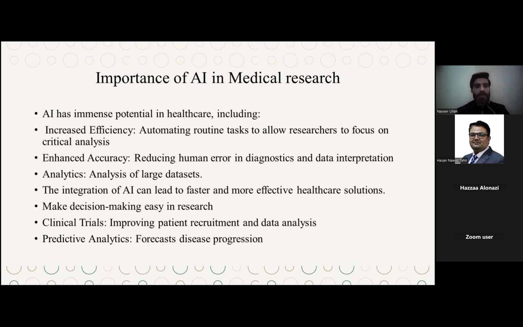Importance of artificial intelligence in medical research. Artificial intelligence has immense potential in healthcare, including increased efficiency, automating routine tasks to allow researchers to focus on critical analysis; enhanced accuracy, reducing human error in diagnostic and data interpretation; and analytics analysis of large data sets. The integration of AI can lead to faster and more effective healthcare solutions, make decision-making easy in research and clinical trials, improving patient recruitment and data analysis, and predictive analytics to forecast disease progression.